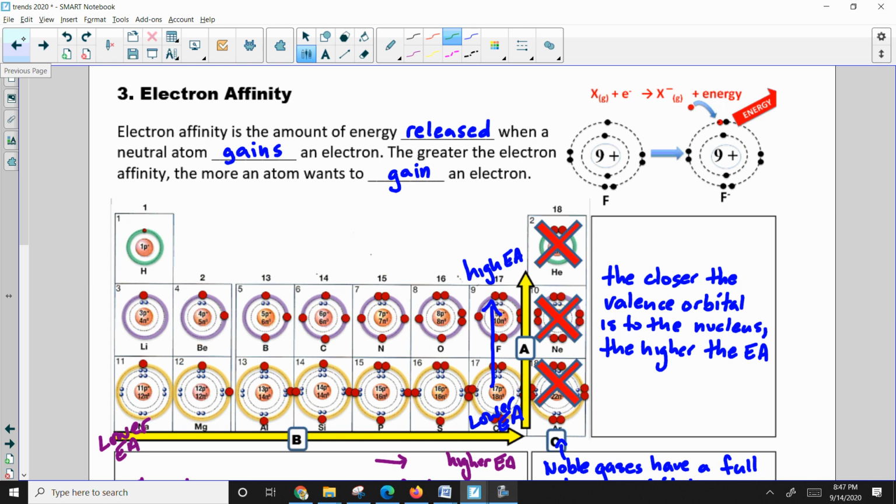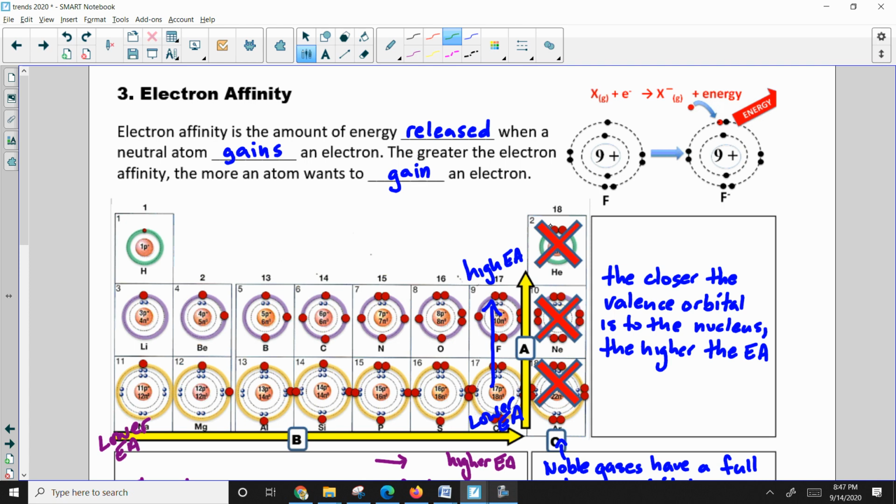So who has a high electron affinity? Well, think about it. The highest electron affinity is going to be an atom that needs only one more electron. It's so close to having a full outer level. It only needs one electron. So that's going to be elements in group 17, the halogens.